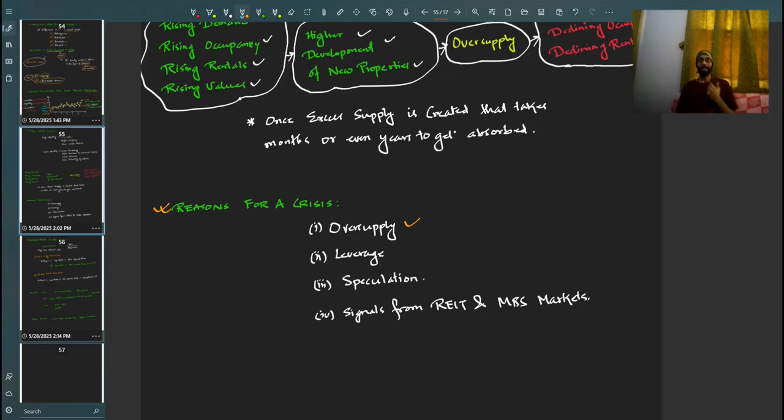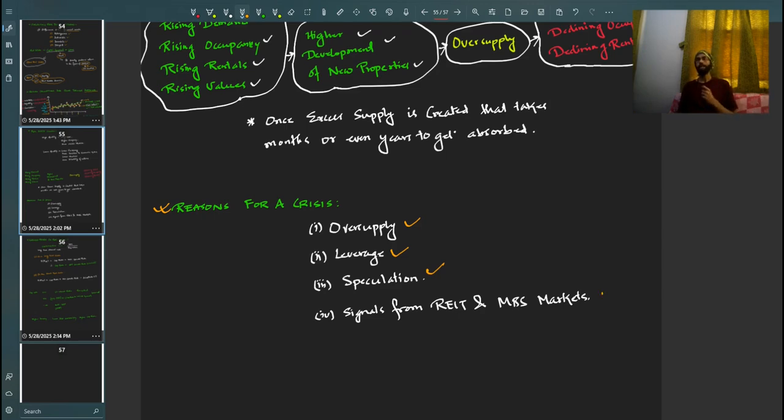Then the second reason can be excess leverage. A classic case is the financial crisis of 2008, where subprime loans which backed certain real estate assets were one of the main reasons for the financial situation. The third is speculation. Speculation means buying lower quality properties, taking higher leverage, or both at the same time. This kind of speculation also happened in the 2008 financial crisis.